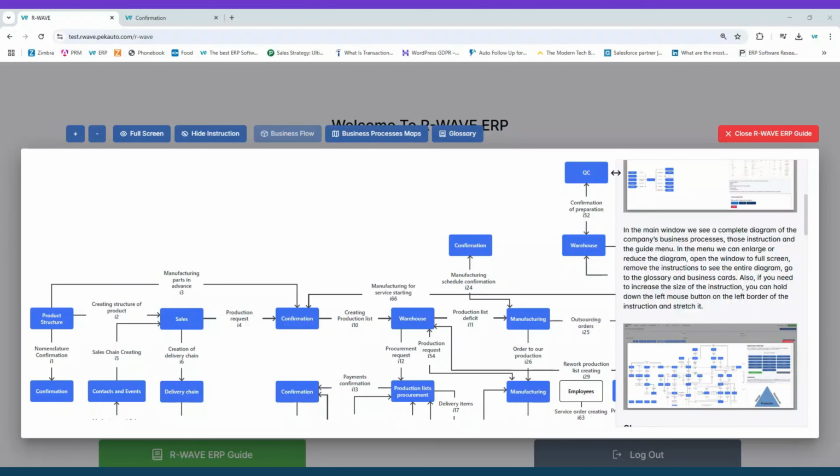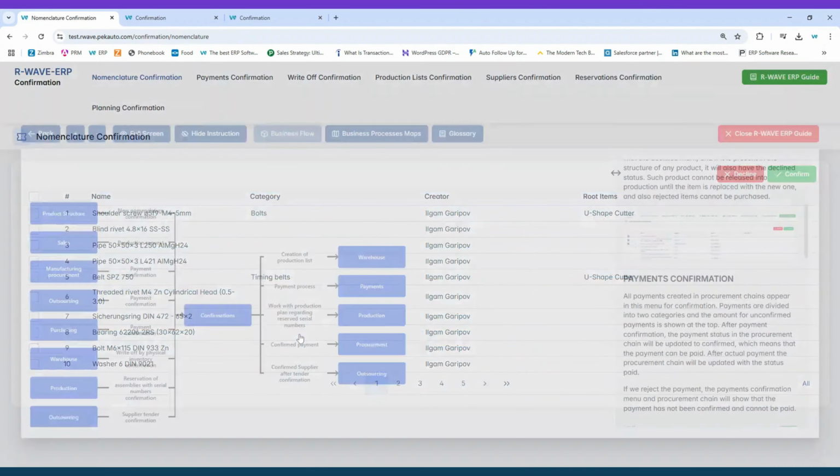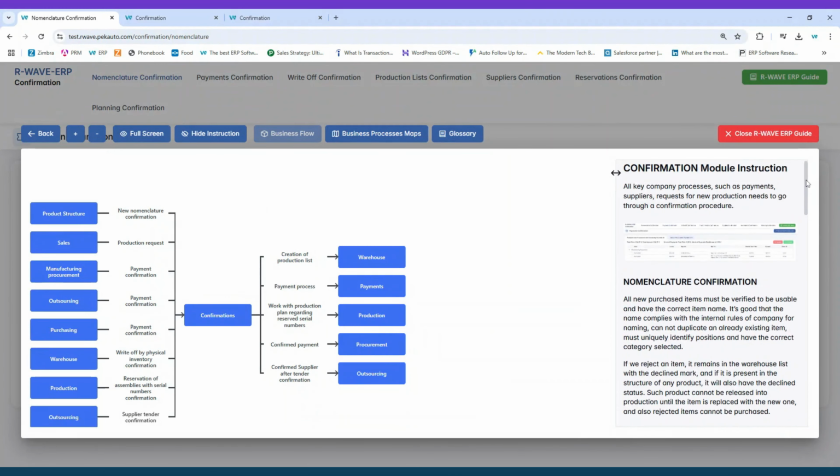By hovering a mouse cursor over a particular module, the S will take you to the statistics for this process, and the left button will display the instruction guide for that particular module.